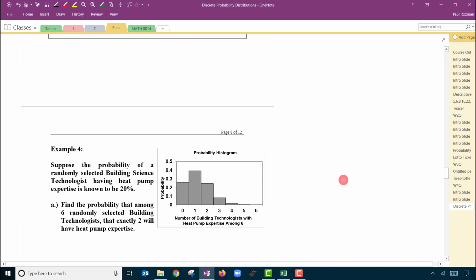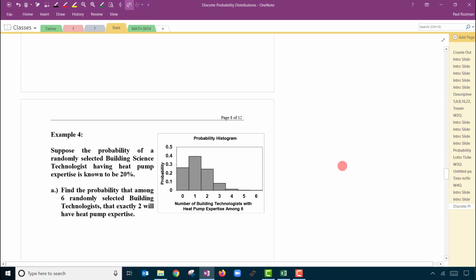So we have our good old building science technologists who know things about heat pumps. And I've been studying this problem for years, and I know that the chance that any one of the building science students knows something about heat pumps is 20%. And I'm going to assume that when I do experiments with building science students, the students are independent from one another, when they may not necessarily be.